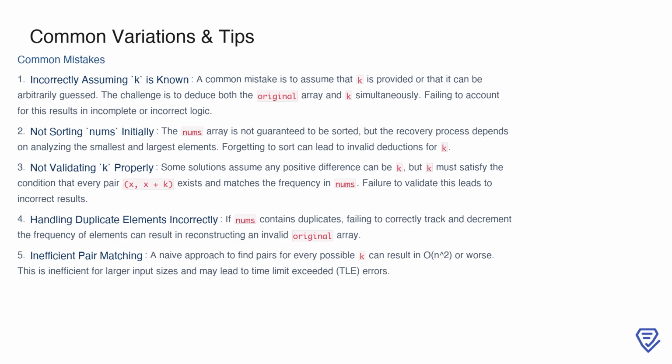Finally, inefficient pair matching can be problematic. While it might be tempting to try all possible k values naively, this can lead to time complexity issues, especially for larger input sizes, resulting in time limit exceeded errors.